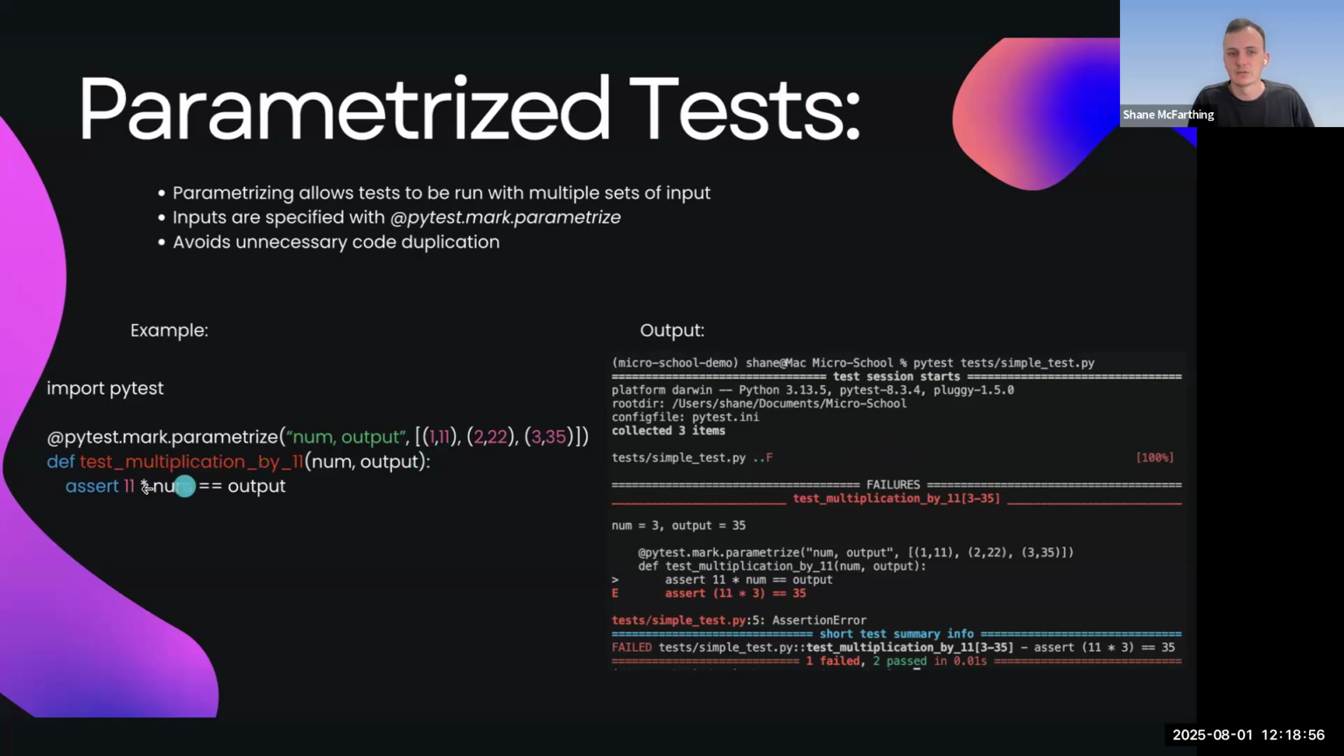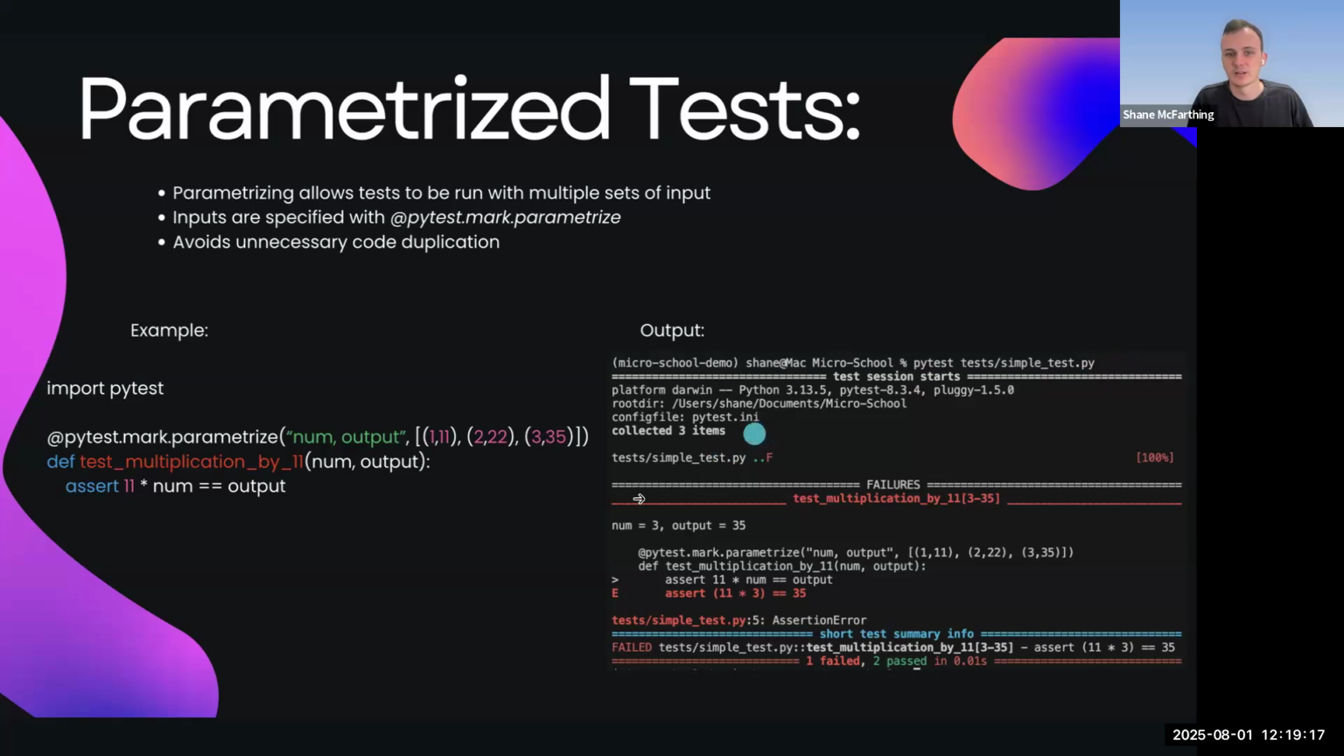So rather than having to write 3 different functions, or 3 different fixtures, all providing different inputs, you can make it a lot simpler using this parametrize decorator. If we look at the output of this test, we just run the test with pytest tests simple test, which is where I happen to have it.